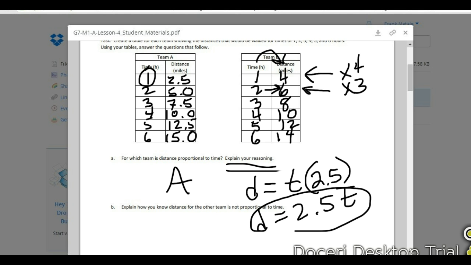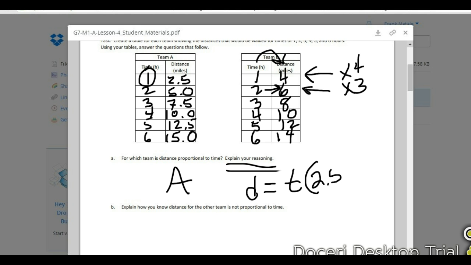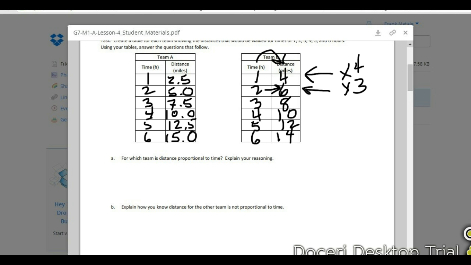Okay, Team A. Now we want to know, explain how you know the distance for the other team is not proportional to time. Well, you just have to look at it. As we said before, right here we have a multiplier of 4 that way. So in this case we couldn't do, D equals some value of t here. Some value of t.